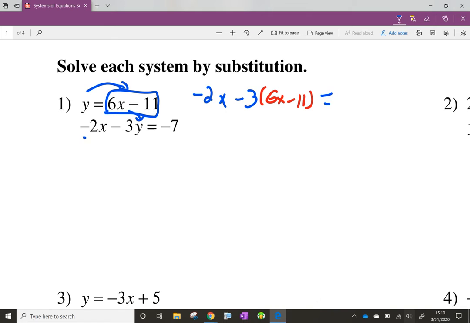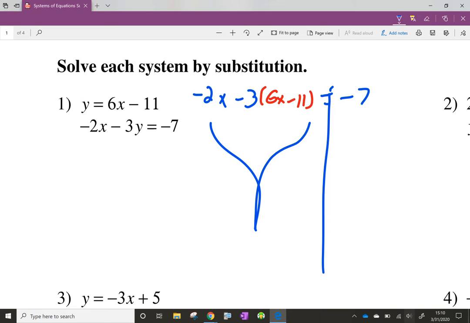Now I still have to finish the rest of this equation, right? It still equals negative 7 at the end. So this is the exact same equation as this, but the y part I swapped out, right? I plugged in 6x minus 11 where y was. And from here on out, it's just algebra. There's nothing new after this. It's just a matter of doing your typical algebraic steps to solve for x. Because now you'll notice in this equation, there are no y's anymore, right? All we have are x's, which means we can solve for x.